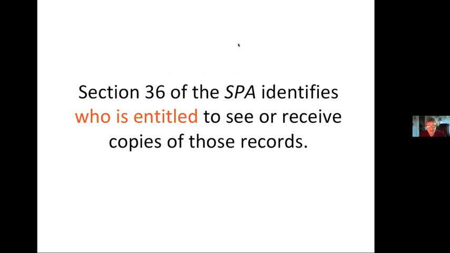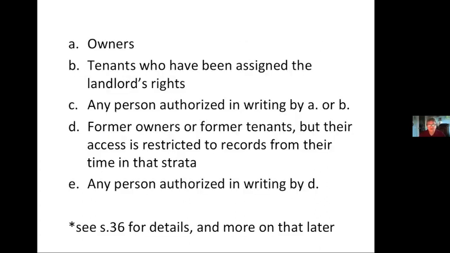Now, Section 36 of the Strata Property Act identifies who's entitled to see or receive copies of those records. So owners, of course, are entitled to see those records. Tenants who've been assigned the landlord's rights, and any person authorized in writing by owners or those tenants who've been assigned the landlord's rights. So this is where realtors will frequently come in. They're going to be the person identified here as C, any person authorized in writing by A or B.